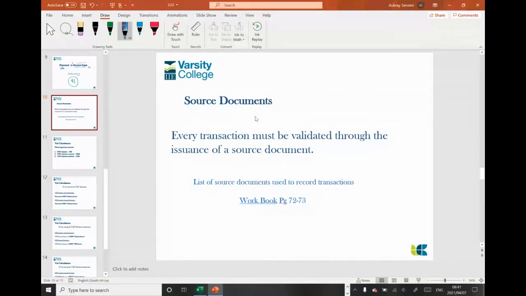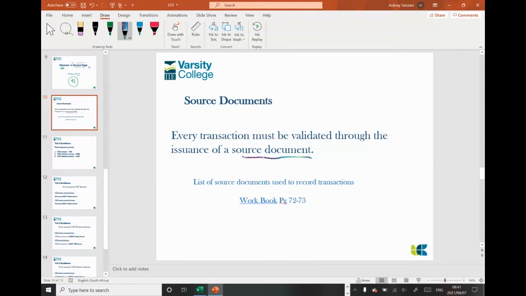Now remember, guys, I told you that you must know your source document. Every transaction must be validated through the issuance of a source document. We've spoken quite at length about this, and you'll see it there in your textbooks.